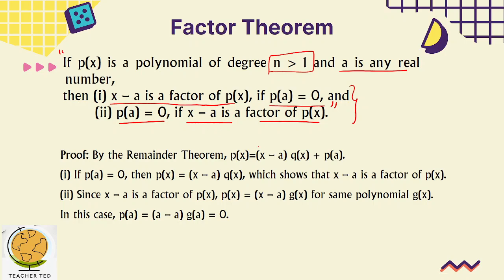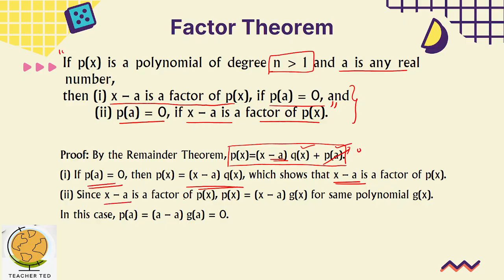So let us prove it. We know that the remainder theorem says if p of x is a polynomial, p of x is equal to x minus a into q of x plus p of a. So here p of a is the remainder, q of x is the quotient, and x minus a is the divisor. For the first case, if p of a is equal to 0, substitute it in this equation, then the second term gets cancelled. The remaining thing is x minus a into q of x. So we can say x minus a is a factor of p of x.